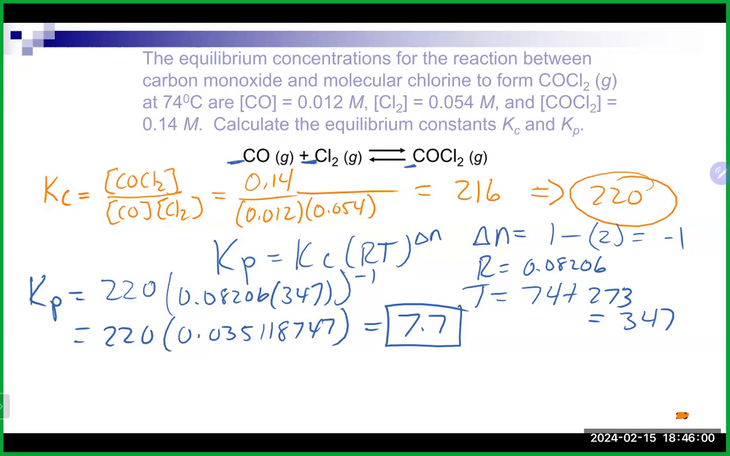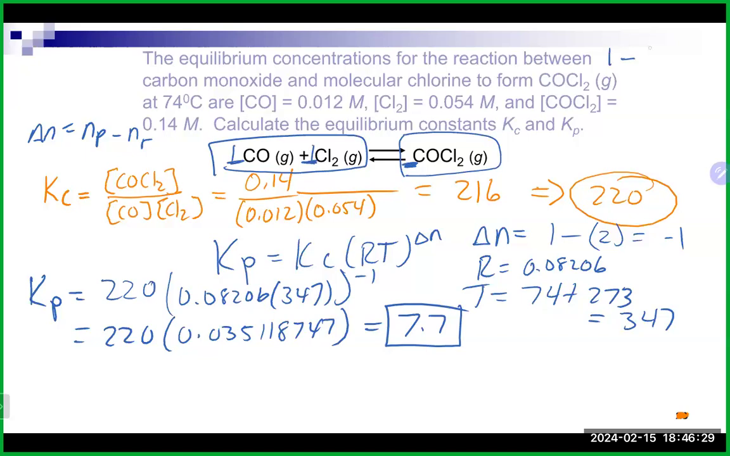Any questions on where any numbers came from? Yeah. So the delta n is the moles of your products minus the moles of your reactants. The easy way to do it is just look at the coefficients in the equation. We go to our product side, the coefficient is basically 1, and we would subtract it from our reactant side. This guy is a coefficient of 1, this one's a coefficient of 1. So basically we got 1 minus 2, and that's how we get to the minus 1.